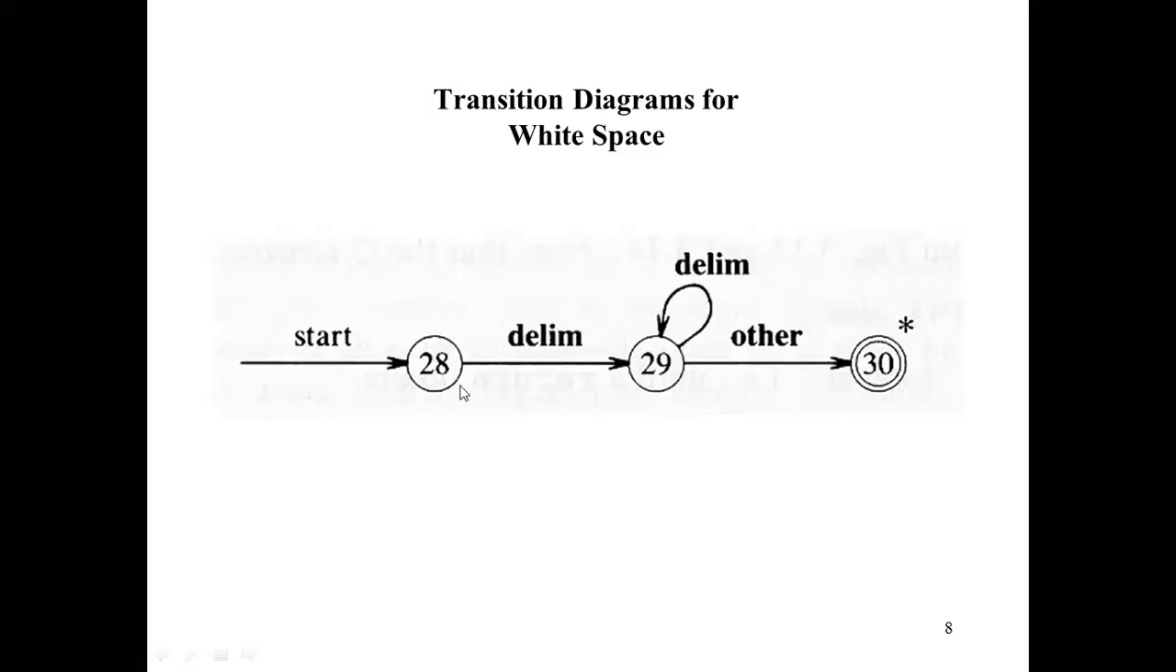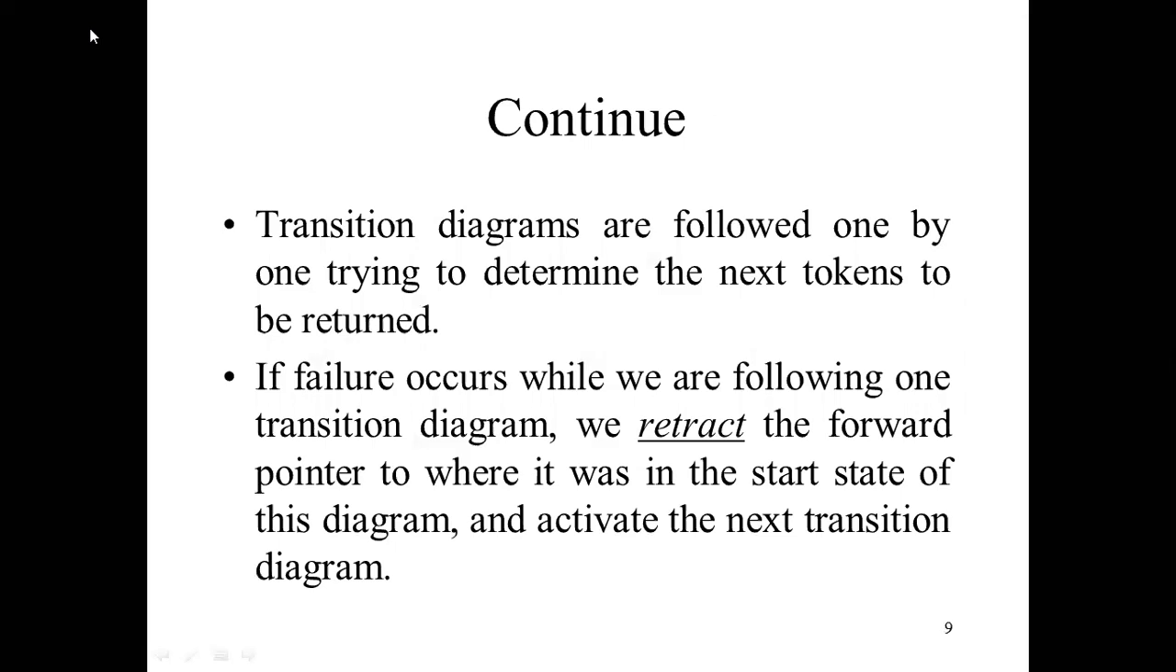In the starting state we have the connectivity with this state, and here we will check the delimiter. Delimiter is nothing but the white space, tab, new line, or blank space. So these are called the delimiters. We will move in this way. This is called the transition diagram for the delimiter or the space.